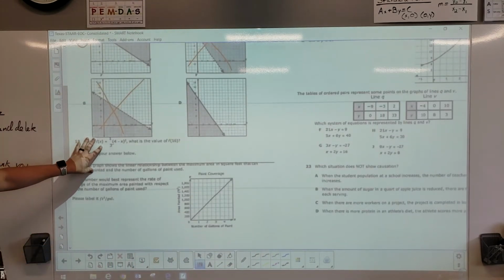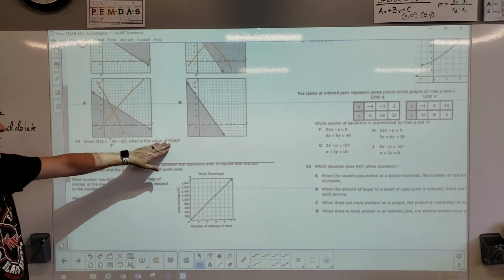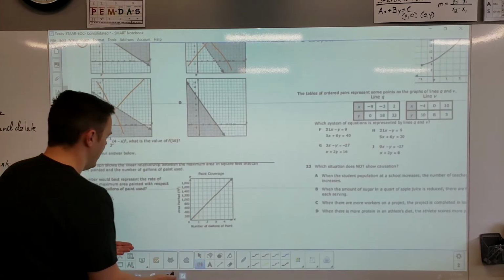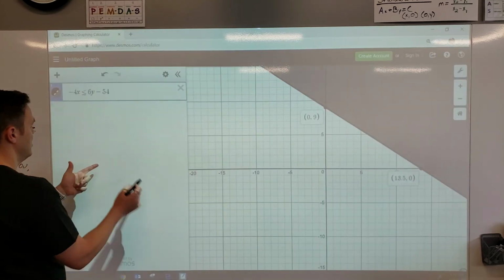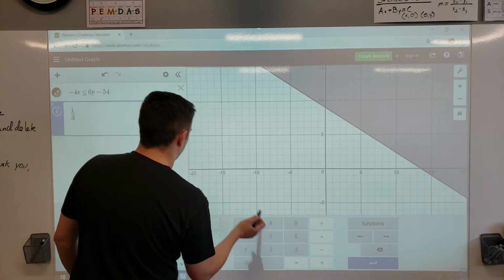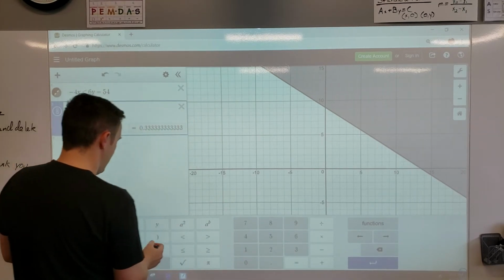This number 19. Given this equation, what is the value of f of 16? There are two ways of doing this. The easiest one would be to put this in Desmos, or your graphing calculator. So it'd be 1 divided by 3. Then you do your basic math.